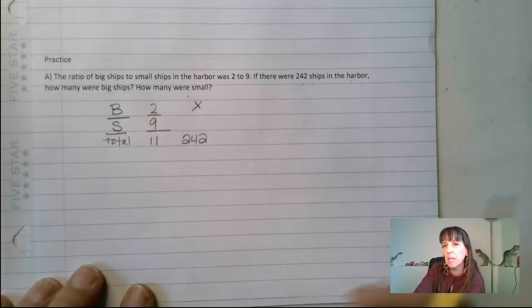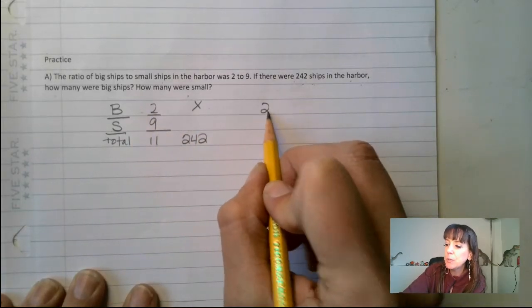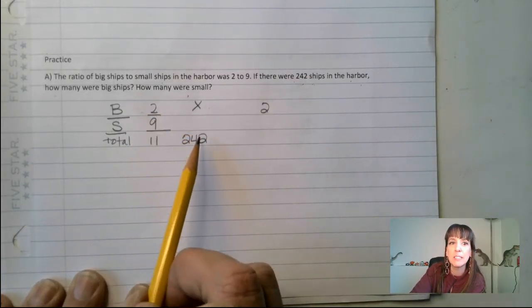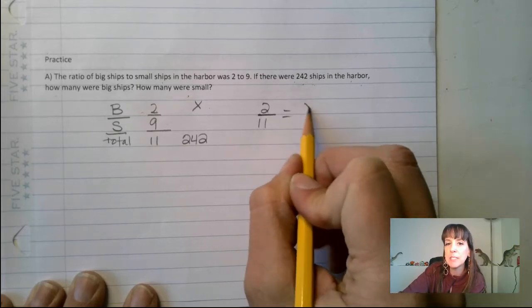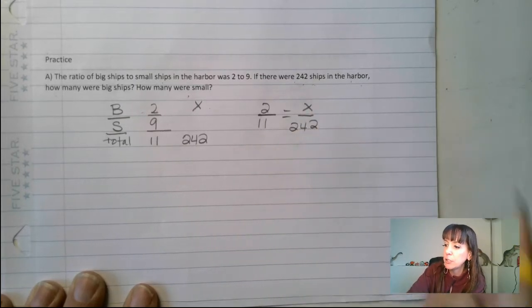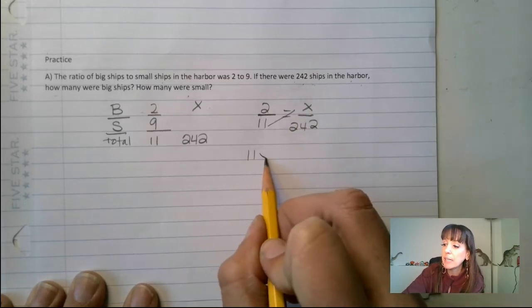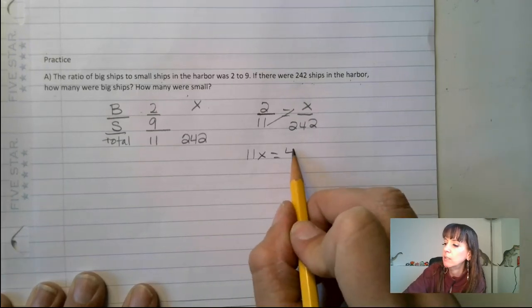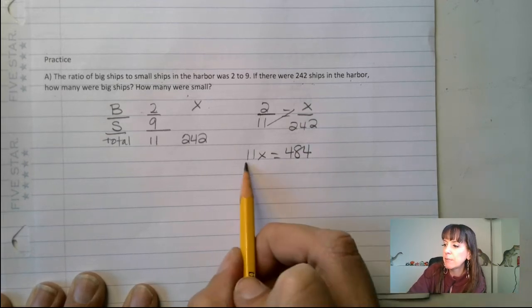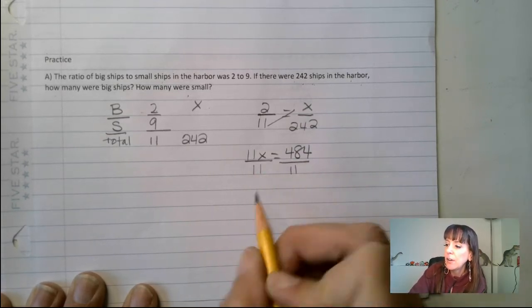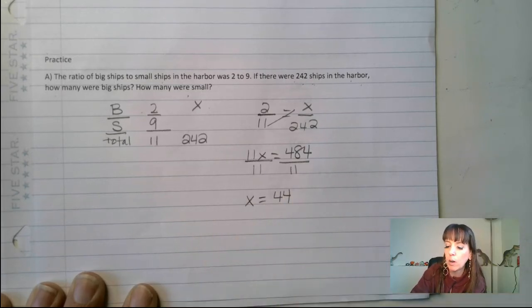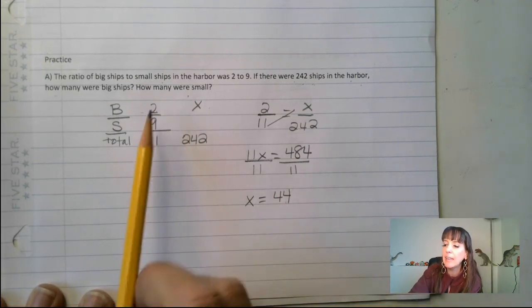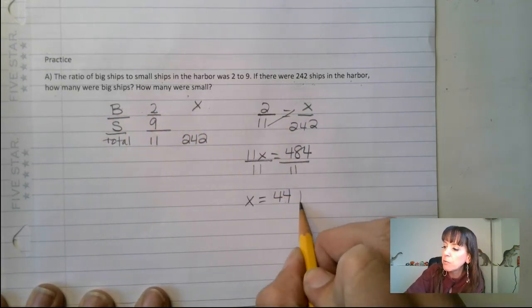How many were small? Well, let's start with our big ships. We've got 2 over 11 equals x over 242. Cross multiply, we get 11x equals 484. I always make silly mistakes on these, so even though it seems like an easy one, I just want to make sure. 484, good. And if we divide both of these by 11, x equals 44. Double check, because I make mistakes. Yeah, good. X equals 44. Again, that x represented big ships. So there are 44 big ships.